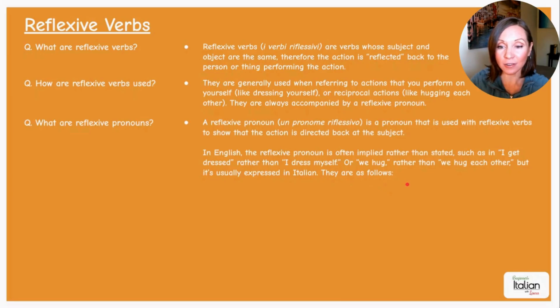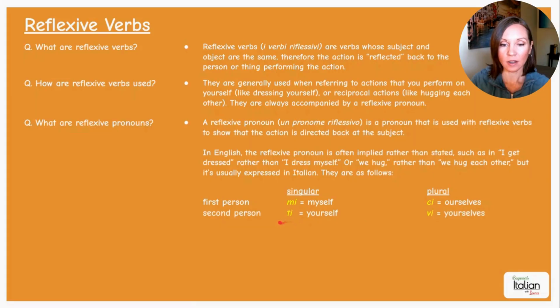They are as follows. We have our singular and plural pronouns. In the first person singular, we have mi to mean myself, and we have ci to mean ourselves. In second person, we have ti to mean yourself, and vi to mean yourselves in the plural. And finally, in the third person, we have si to mean himself, herself, or yourself. And you'll notice it's also si in the plural, to mean themselves.